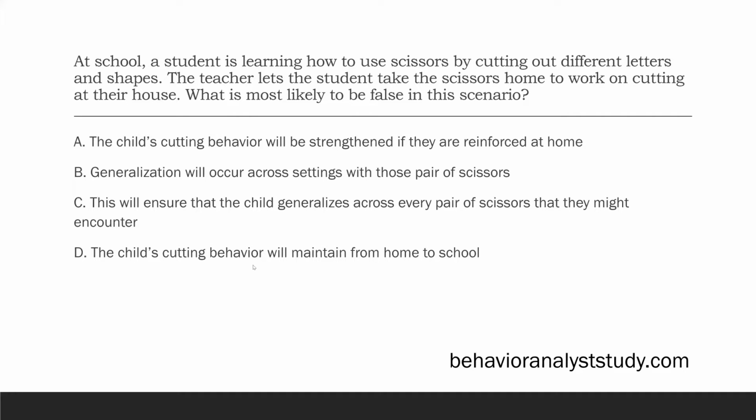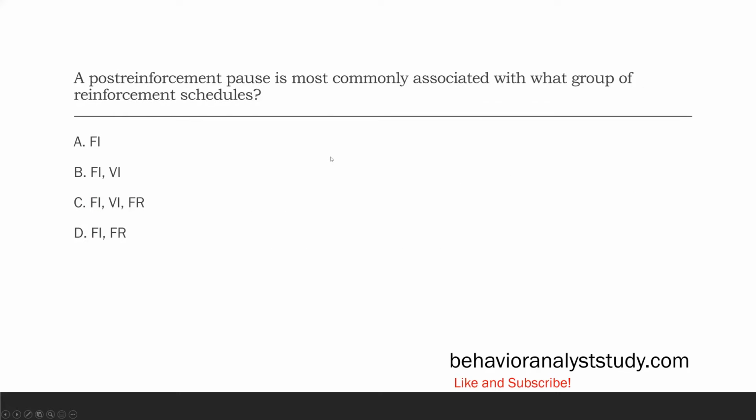And then D, the child's cutting behavior will maintain from home to school. Well, most likely, if they go home and they have scissors at home and they practice cutting at home, there's a good chance that behavior is going to maintain even when they go back to school. What's most likely to be false is that if we use the same pair of scissors, all of a sudden we can guarantee that they're going to generalize across every pair of scissors in the world. So what is most likely to be false is C.